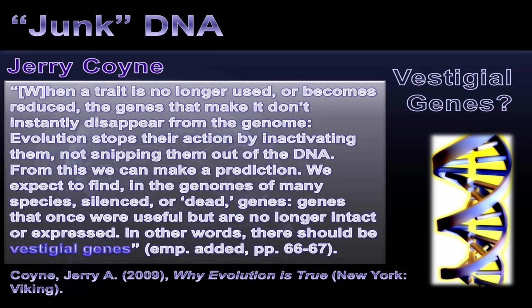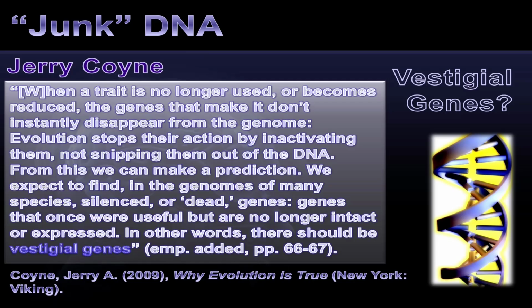What about junk DNA? This evidence has been taking center stage in many circles over the last couple of decades. Jerry Coyne, an evolutionary geneticist at the University of Chicago, explained it this way: when a trait is no longer used or becomes reduced, the genes that make it don't instantly disappear from the genome. Evolution stops their action by inactivating them, not snipping them out of the DNA. From this, we can make a scientific prediction. We expect to find, if evolution is true, in the genomes of many species, silenced or dead genes, genes that once were useful but are no longer intact or expressed.